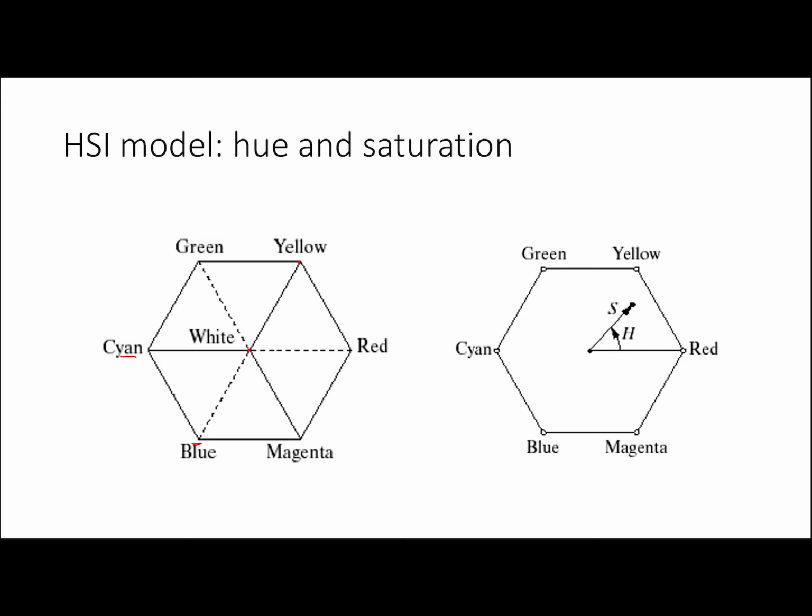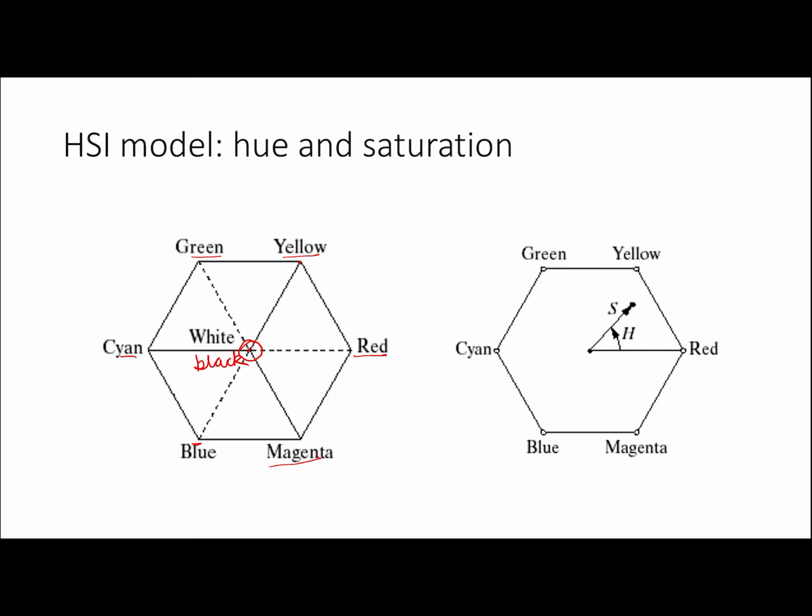The 2 vertices corresponding to white and black will be projected at the center of the hexagon. So this point will be the projected point for both white and black, and the other primary colors of light and the primary colors of pigment will be projected at different vertices of this hexagon.